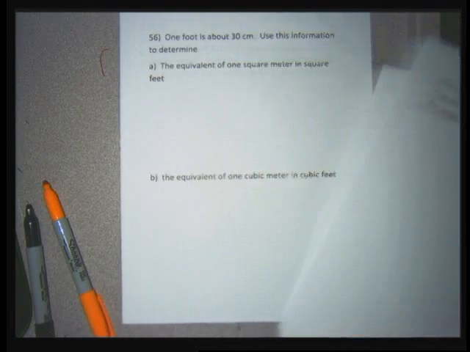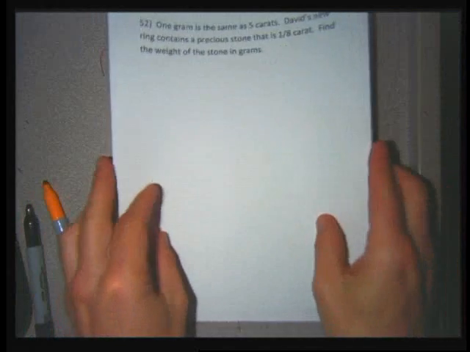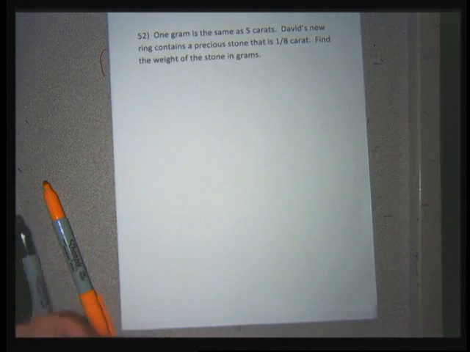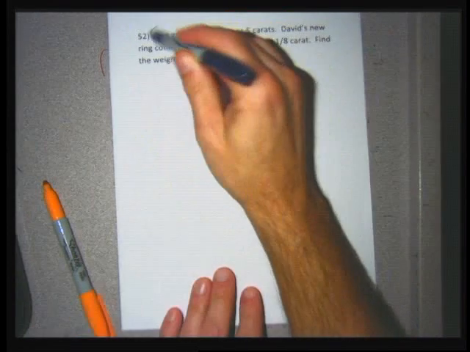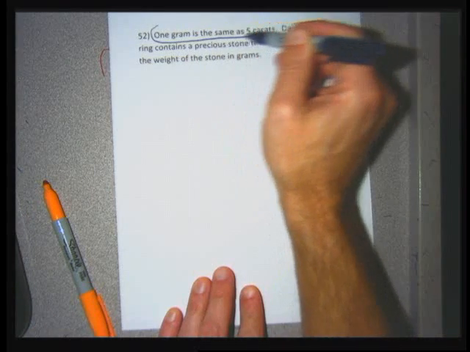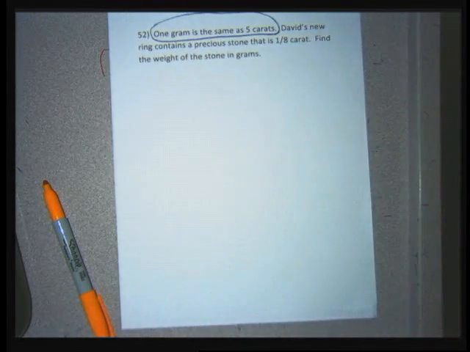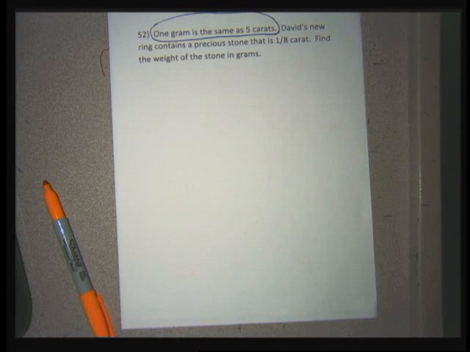The next problem's a little bit tricky because it has a fraction in there, but it's not so tricky. So the author gives me a unit in this problem. The author doesn't often give me units, but in the very first sentence says that 1 gram is the same as 5 carats, and David has a ring that has a stone in it that's 1/8 of a carat. I want to find the weight in grams.